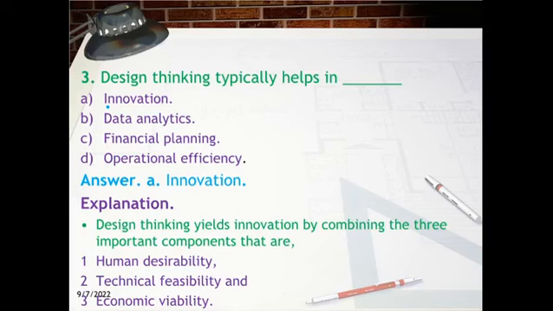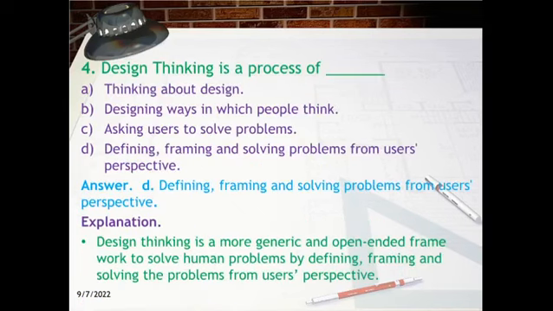Economic viability. 4. Design thinking is a process of thinking about design, designing ways in which people think, asking users to solve problems, defining, framing and solving problems from users' perspective. Answer: D. Defining, framing and solving problems from users' perspective. Explanation: Design thinking is a more generic and open-ended framework to solve human problems by defining, framing and solving the problems from users' perspective.